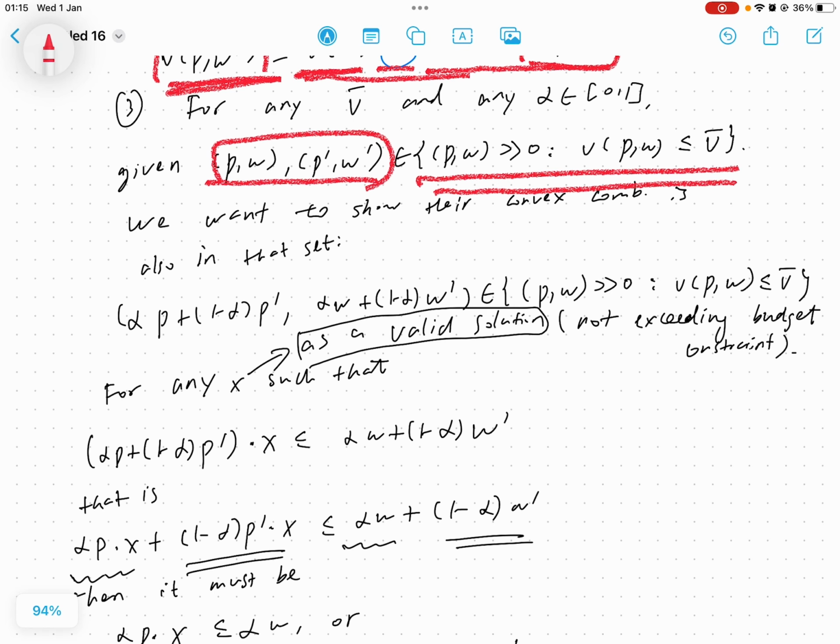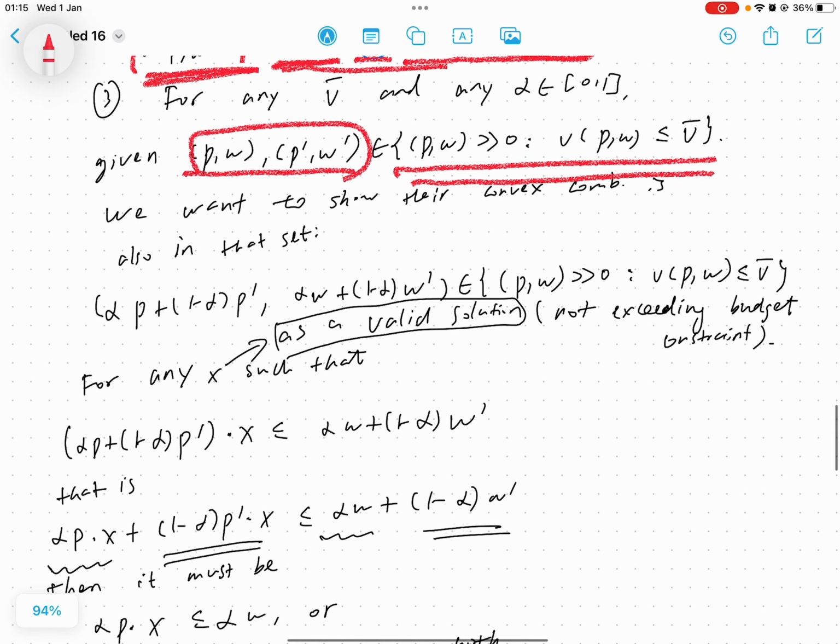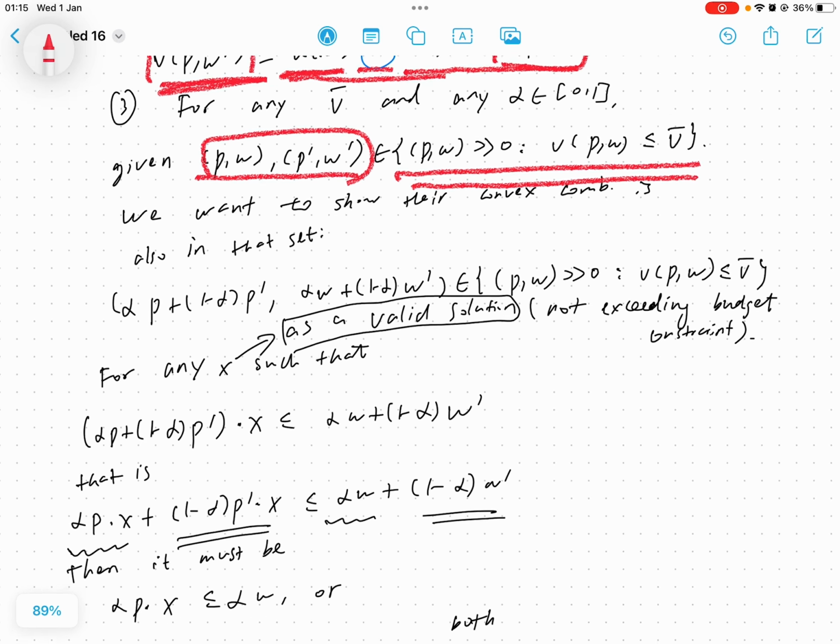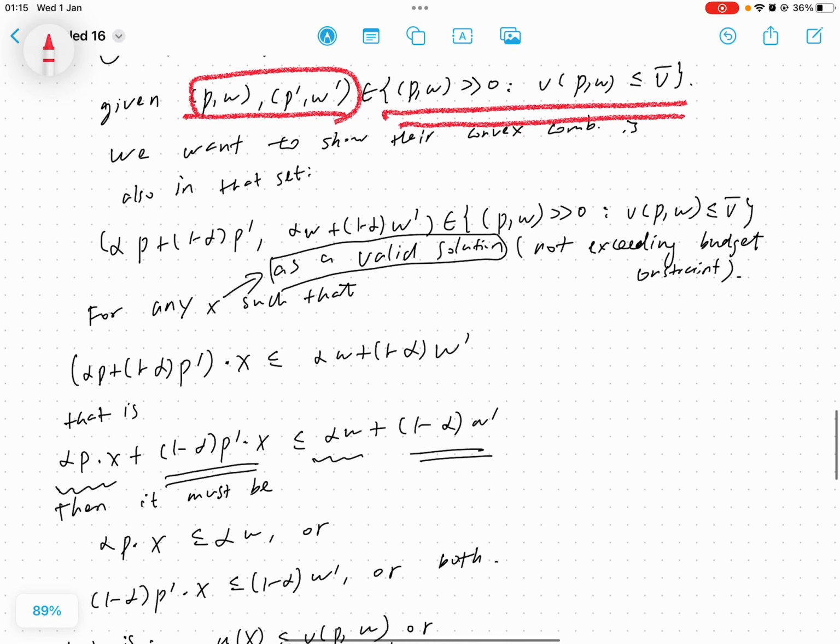Okay, so how do we do that? We want to show their convex combination is also in that set. This is just a restatement of the language we just used, in mathematical expression. So this is after the convex combinations, right? We have alpha p plus 1 minus alpha p prime, and also the same thing for w's.